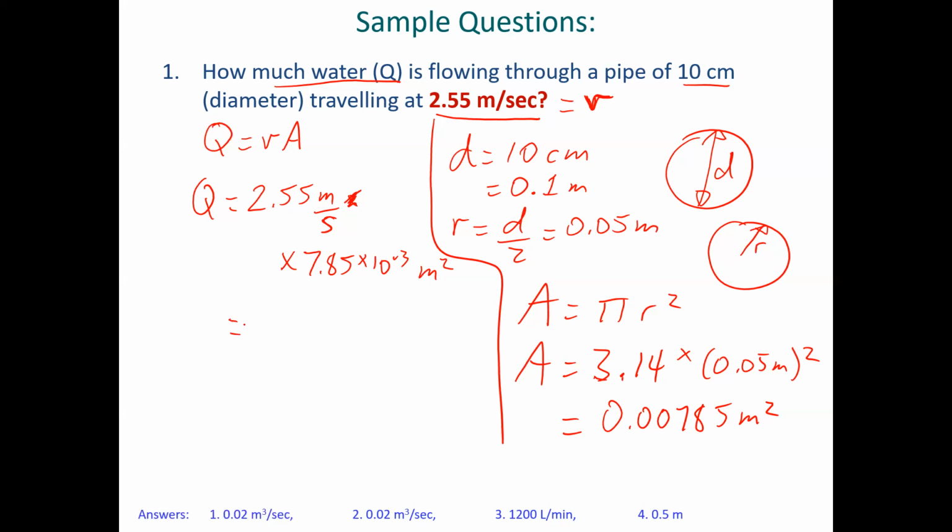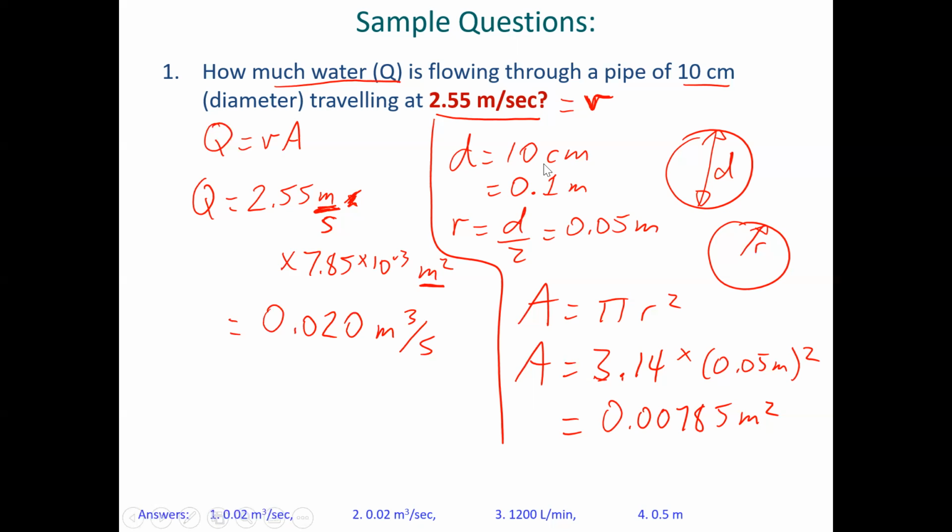Punch that into my calculator and multiply that by the velocity. And here is my answer. It is 0.020 meters cubed per second. So notice my units, right? I have meters and I have meters squared. So my final units are cubic meters per second. So always follow your units and make sure you have everything. This is going to be more important for questions 2, 3 and 4, where we have a little bit more work to do to get to our final answer.